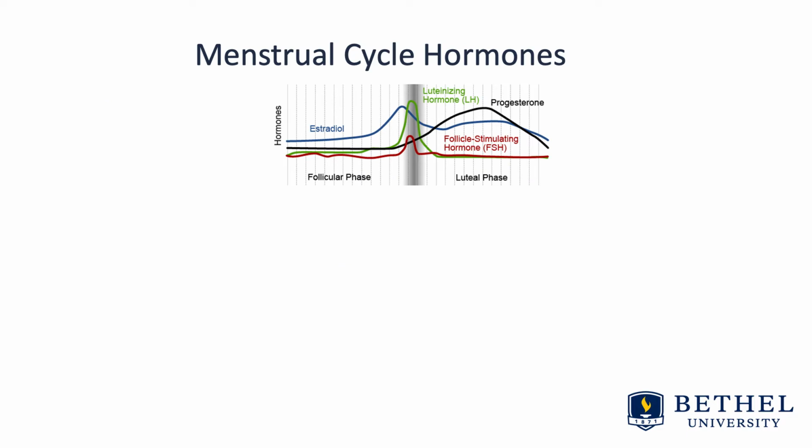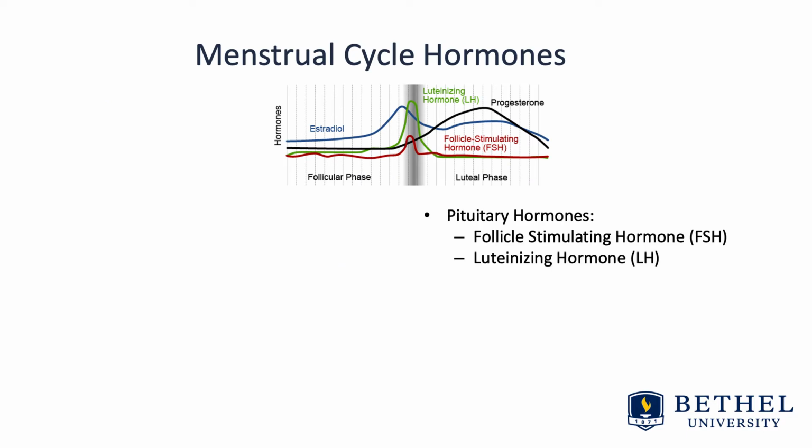Okay, so let's start by talking about menstrual cycle hormones. So our pituitary hormones are going to be FSH and LH released from the anterior pituitary gland, and then our steroid hormones will be estrogen and progesterone. And they're released by our ovaries. Estrogen's released by the growing follicles, and progesterone's released by the corpus luteum.